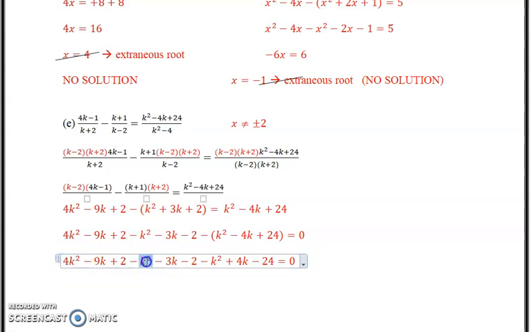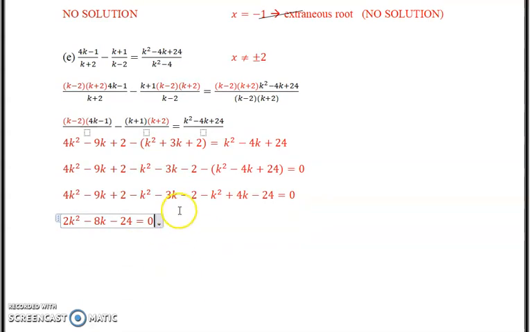So we got 4k squared minus k squared, minus k squared gives you 2k squared. We got negative 9 minus 3 plus 4, so that'd be minus 8k. And then we got minus 24 plus 2 minus 2, so it's actually minus 34, equal to 0. Now we're going to solve this quadratic.